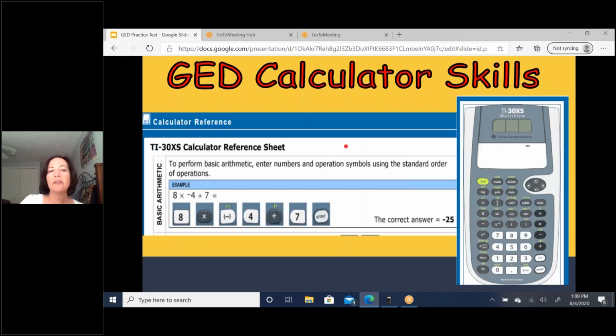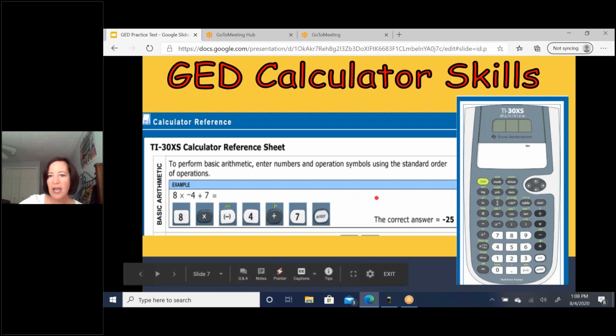So they have on this website that I have listed on the title page an actual calculator reference sheet. I'm not going to go through this whole thing, but you certainly could to get familiar with it if you have not used a calculator similar to the TI-30XS before.